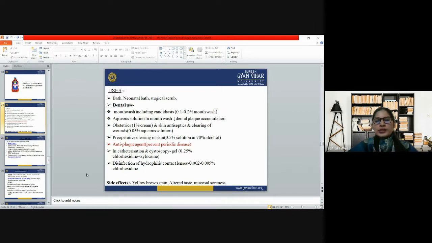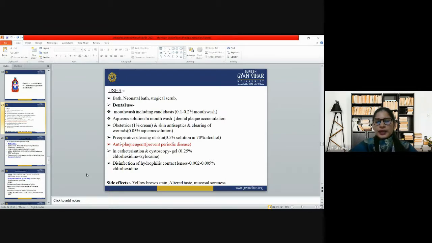And when we talk about its dental use, it is used for mouthwashes, including for candidiasis, in 0.1 to 0.2% mouthwash. It is also used as an aqueous solution in mouthwash, which decreases dental plaque accumulation. It is also used as an antiseptic in 1% cream and as a skin antiseptic, and for cleaning of wounds in 0.05% aqueous solution. Then it is used for preoperative cleaning of the skin, widely in 0.5% solution in 70% alcohol.